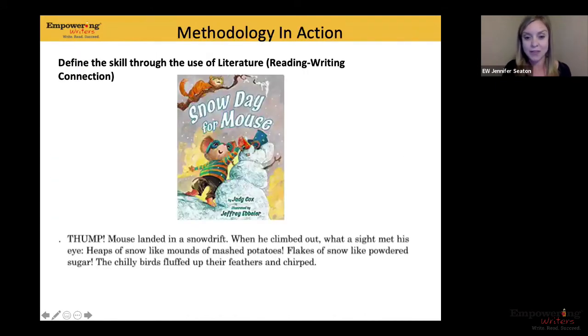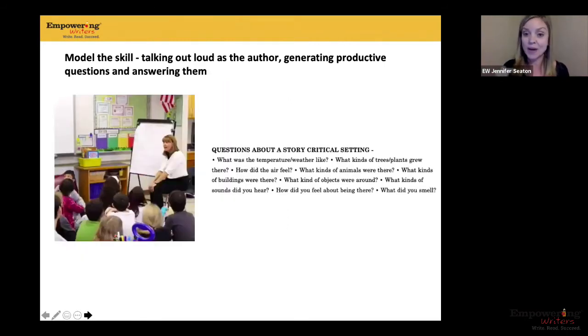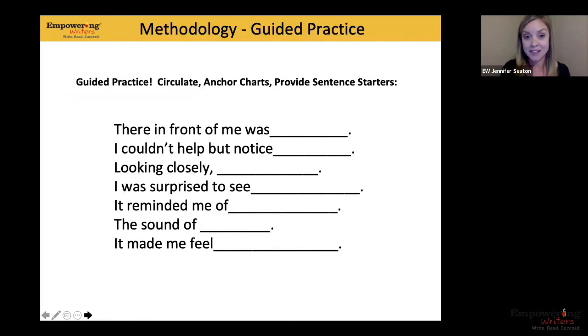So if we go back and we look, we see heaps of snow like mashed potatoes. The author really could have said there was a lot of snow and they could have stopped. But we don't get the true understanding or comprehension without knowing from an author's perspective, ooh, what did it remind you of? A mound of mashed potatoes. Ooh, what did it look like? Powdered sugar. What animals did you see there? Birds. They fluffed up their feathers, they chirped. So you can clearly see this setting here and what happened during that modeling.